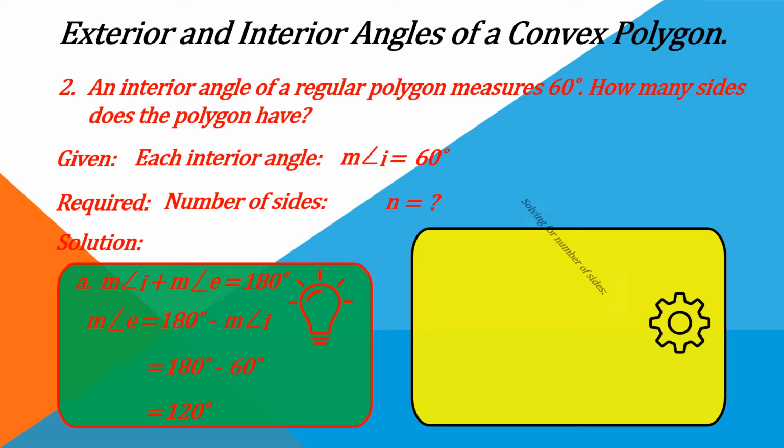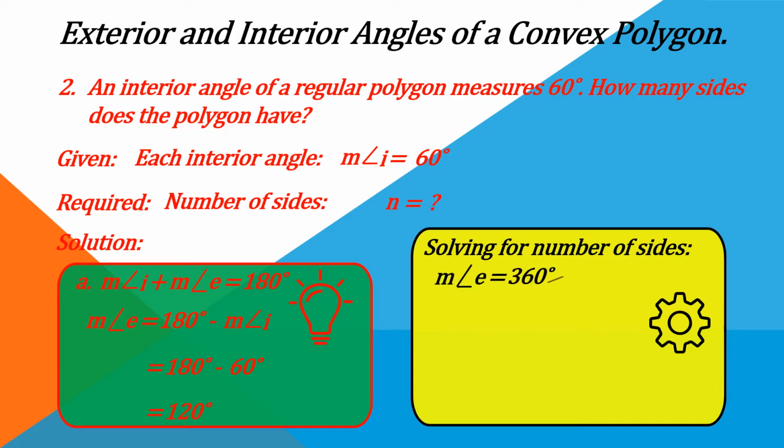Now, the next step is solving for the number of sides. According to our principle, the measure of the exterior angle is equal to 360 degrees divided by n, the number of sides. Multiply both sides of the equation by n. We have 120 degrees multiplied by n is equal to 360 degrees, because on the right-hand side we multiplied by n and divided by n, so it is cancelled out. The value of the exterior angle, as we have solved, is 120 degrees, so 120 degrees multiplied by n is equal to 360 degrees.